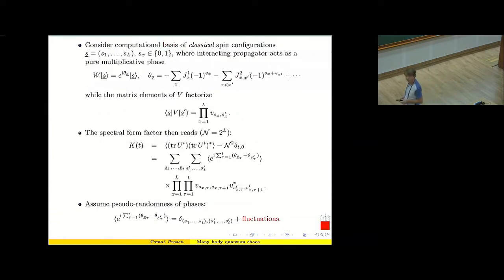So you want to assume pseudo-randomness. Now, one of the couplings of the model, say J1 X, is actually purely random. Is this going to be enough to guarantee pseudo-randomness? Well, if one of them is... Yes. Well, that depends on how many of them you have.